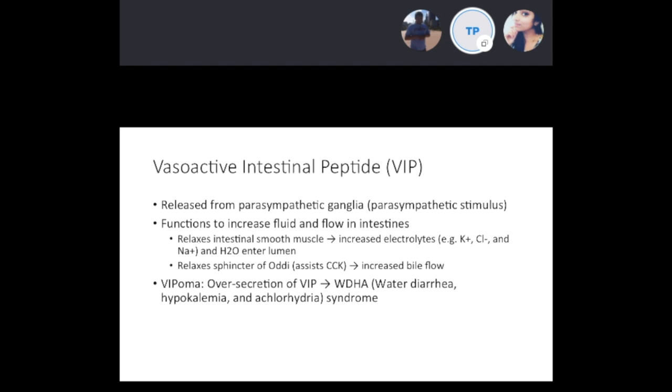A common pathology associated here is a VIP-oma, which is oversecretion of the VIP hormone, and it leads to WDHA syndrome, or watery diarrhea, hypokalemia, and achlorhydria syndrome.